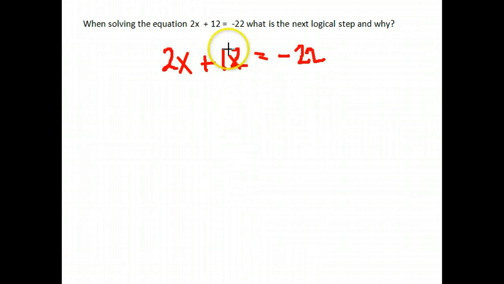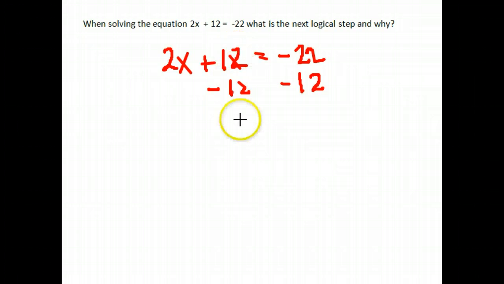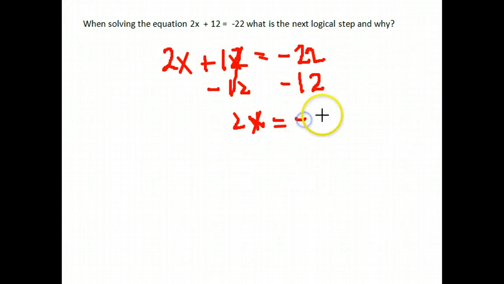Our next logical step is to remove that 12. It's a plus 12. How would we remove it? We do the opposite and subtract 12 from both sides, which leaves us with 2x equals negative 34. Okay, so that was our next logical step.